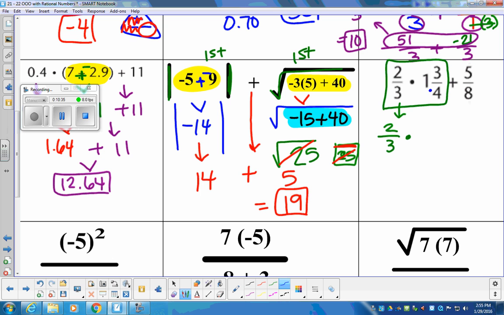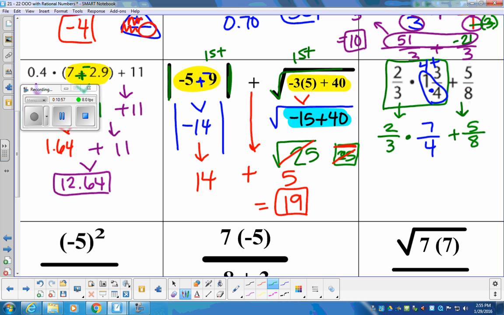So we're going to go ahead and multiply the denominator and the whole number. 4 times 1 is 4. And we're going to add the numerator. So that becomes 4 plus 3, which is 7. And put the 4 back. If I haven't used it, I drag it down. All right, group. So we have 2/3 plus 7/4 plus 5/8.